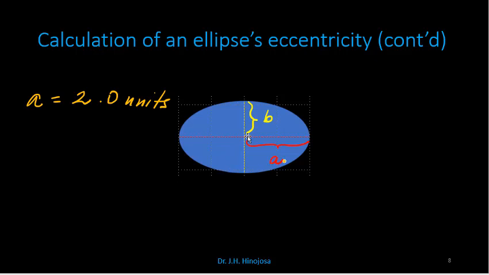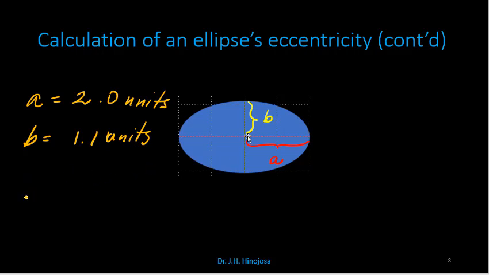Those units could be anything. Could be meters, could be kilometers, miles, could be astronomical units, could be light years, etc. And B, the semi-minor axis, is half of the minor axis. This is the minor axis, and this is half, and this is about 1.1 units. And notice that the units for both A and B have to be the same.